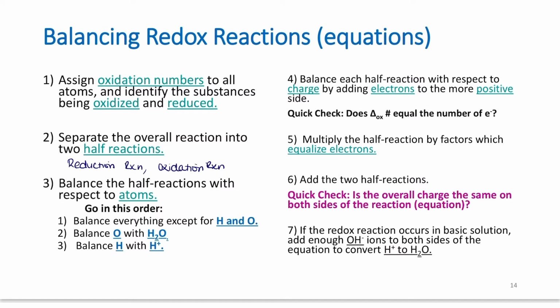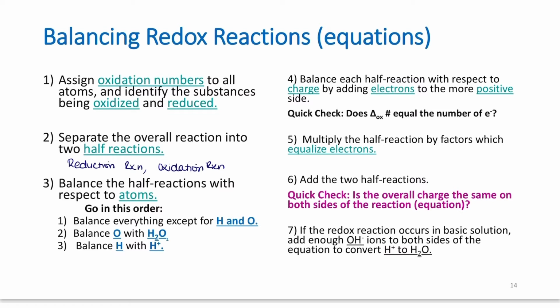Does your oxidation number change equal the number of electrons? It's a quick check you can take. Multiply the half reactions by factors that equalize your electrons. Add the two half reactions together and check yourself. Is the overall charge the same on both sides of the reaction?